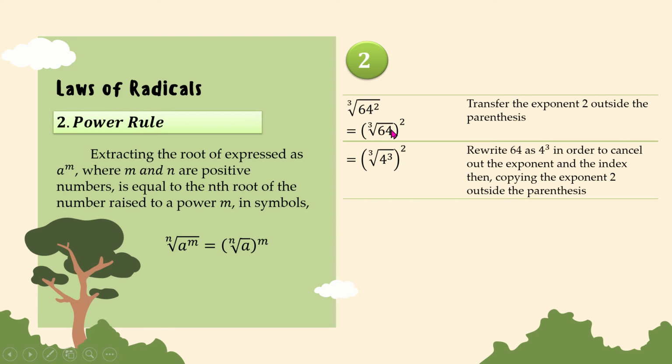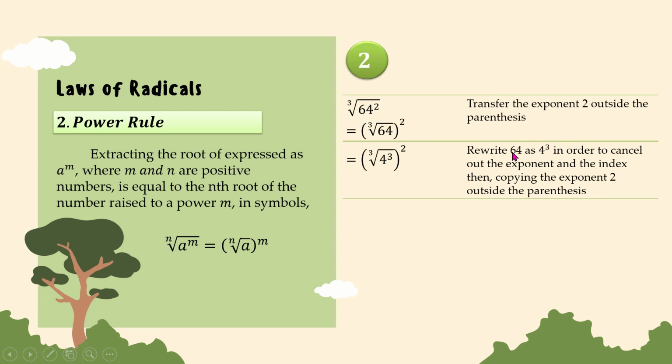Then, next is to rewrite 64 as 4 cubed. Why 4 cubed? Earlier, sir, it was squared. Now it is cubed. Whatever the index is outside, the rewrite of the base should be expressed with that exponent. Our index is 3, so the exponent of the base should also be 3. So 4 cubed is 64, right? 4 times 4 times 4. 4 times 4 is 16. 16 times 4 is 64.